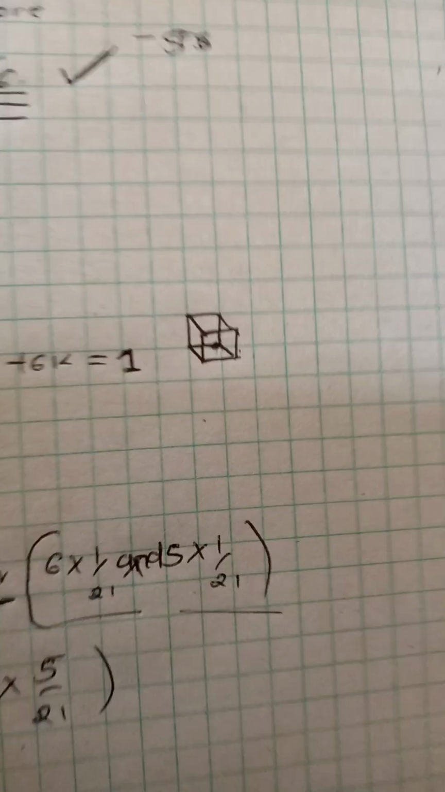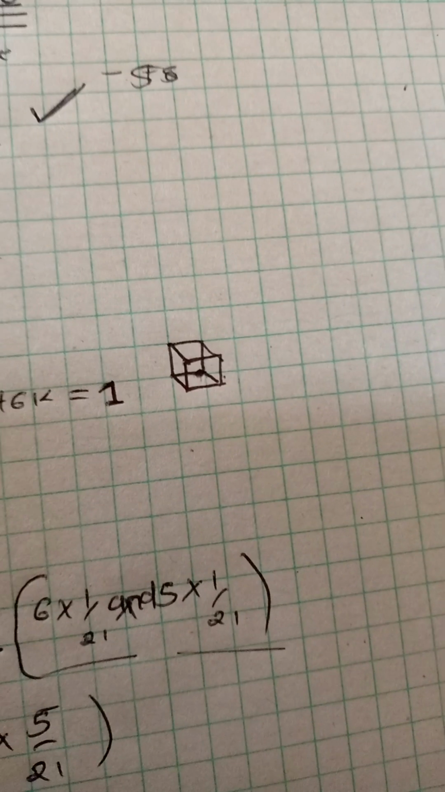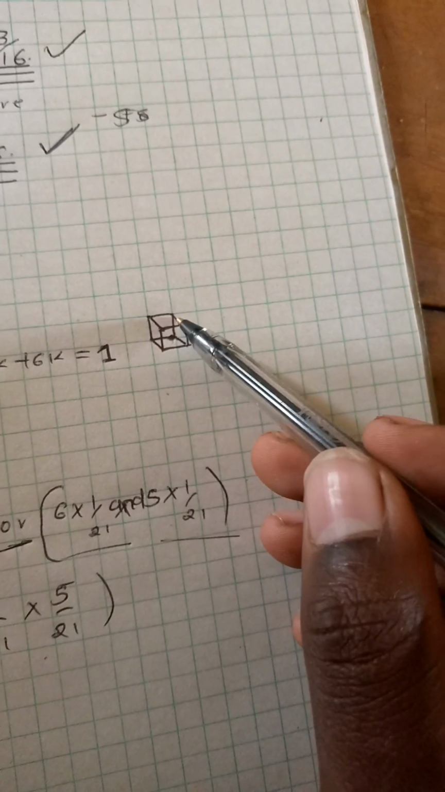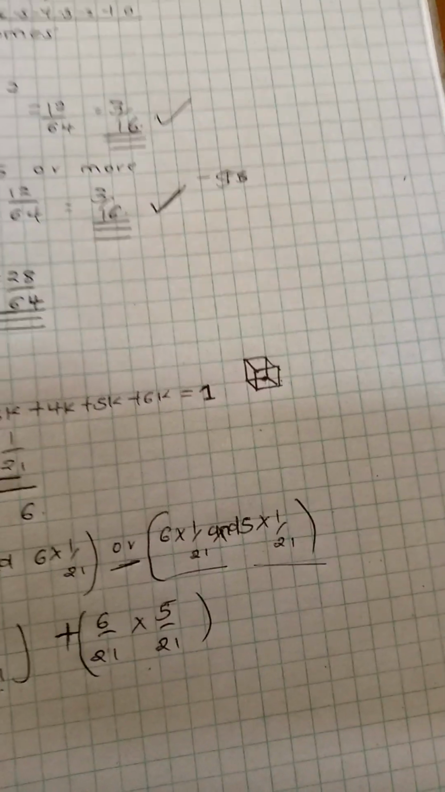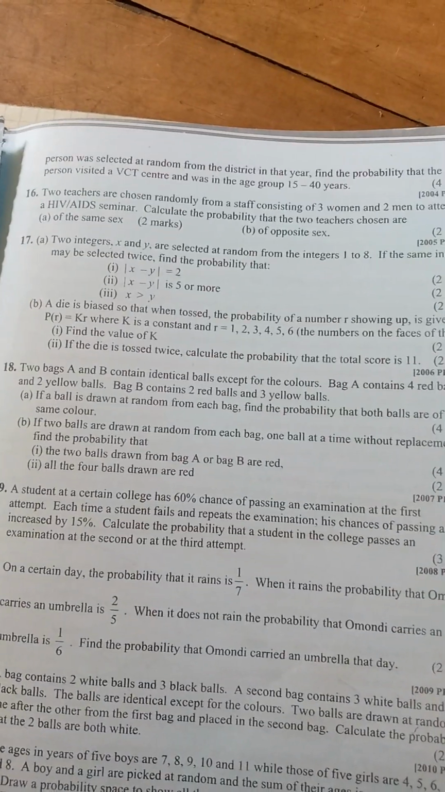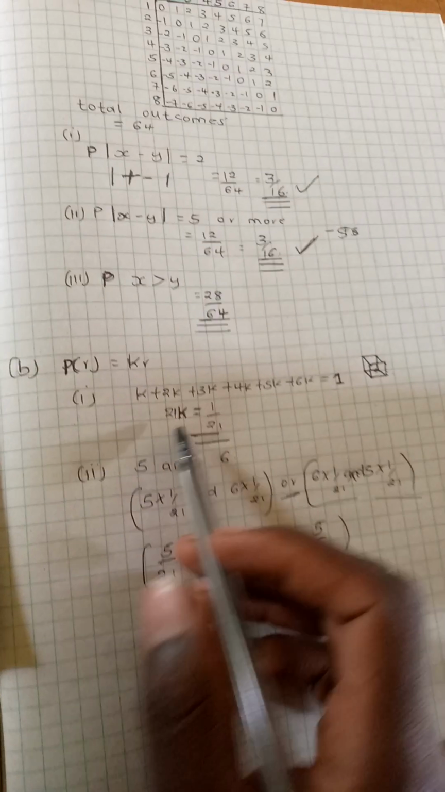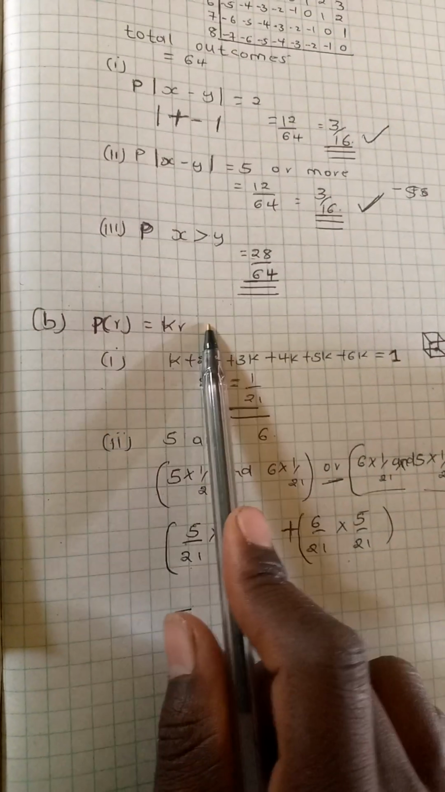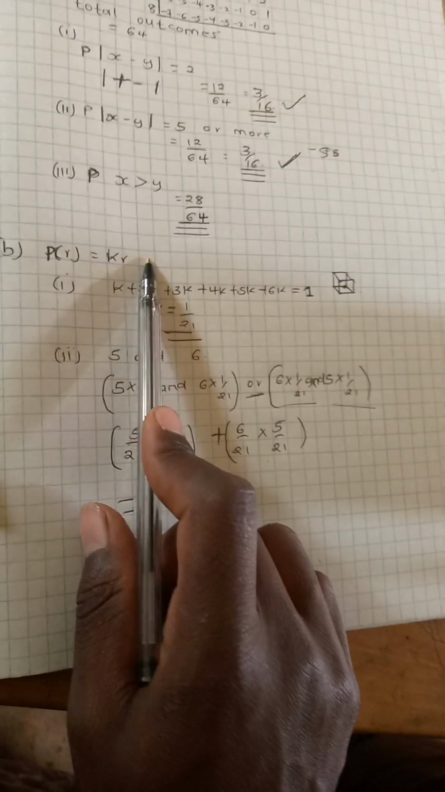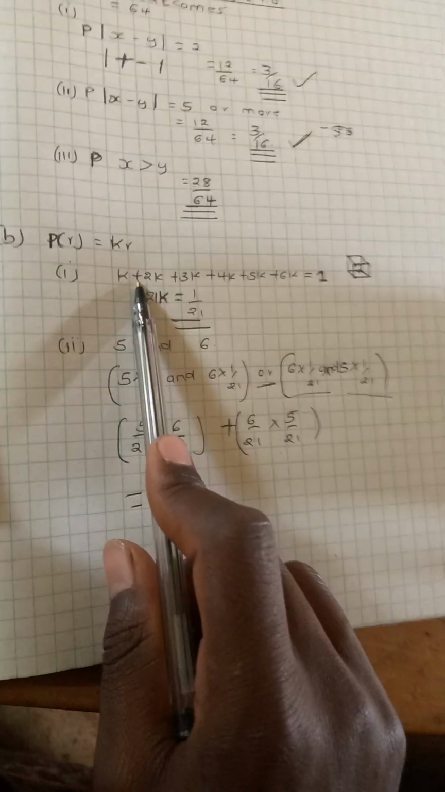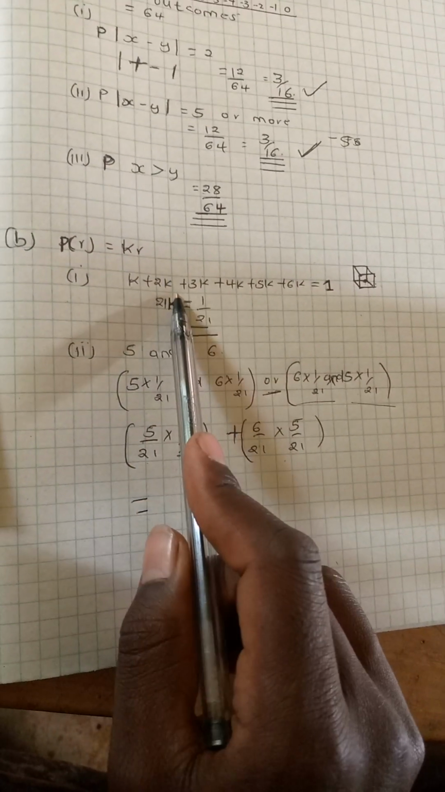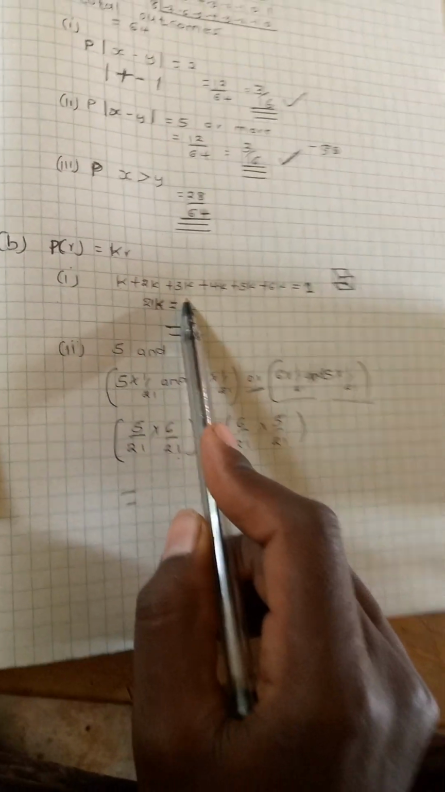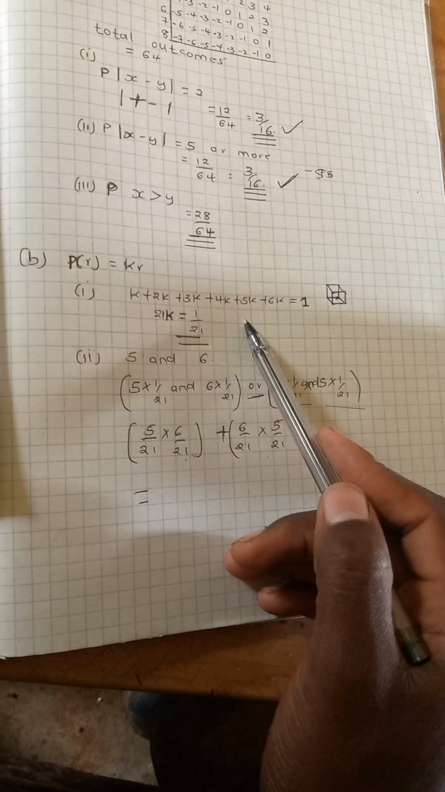So a die is this way, learner. We have 6 faces in a die. So we have 1, 2, 3, 4. Upper and lower is 5 and 6. So we are told, find the value of k. For you to find the value of k, we are told probability of r is kr, and we have the values of r from 1 to 6. So for 1, you say 1 times k is k, 2 times k is 2k, 3 times k is 3k, 4 times k is 4k, 5 times k is 5k.